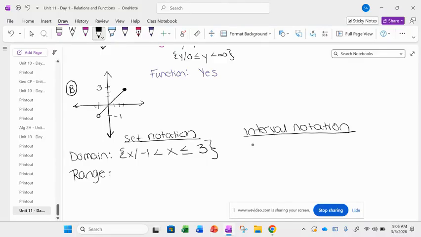Can somebody tell me the interval notation for domain, Charlie? Parenthesis, -1, comma, 3 bracket. Perfect. Parenthesis -1 comma 3 bracket.